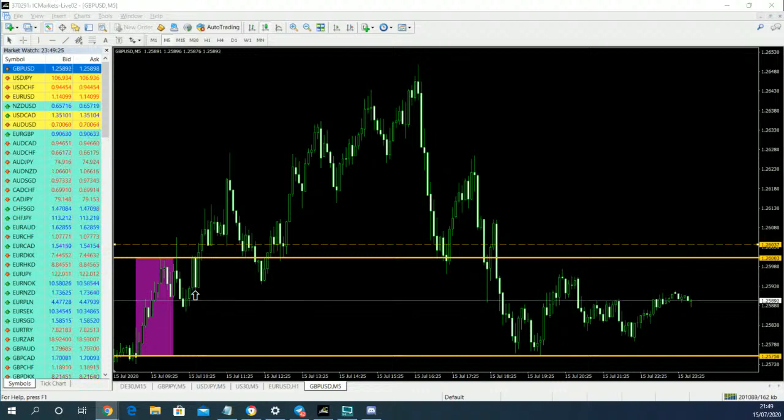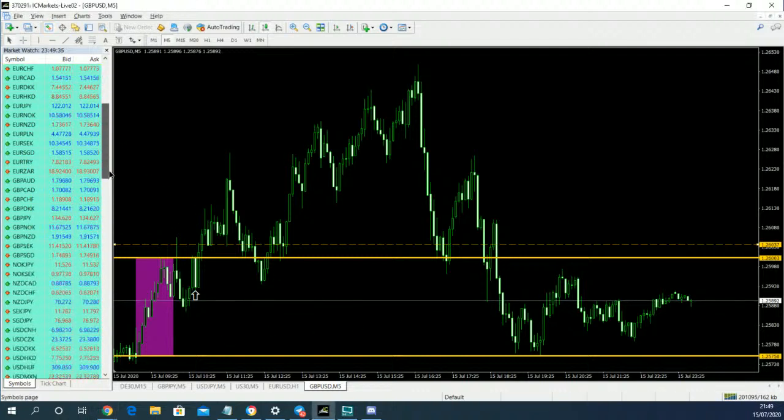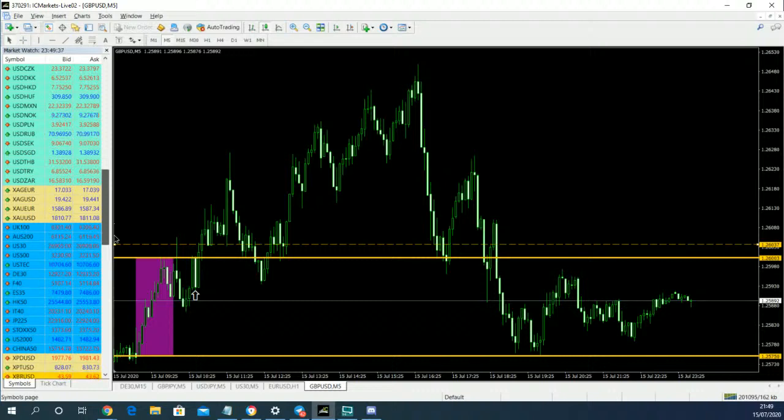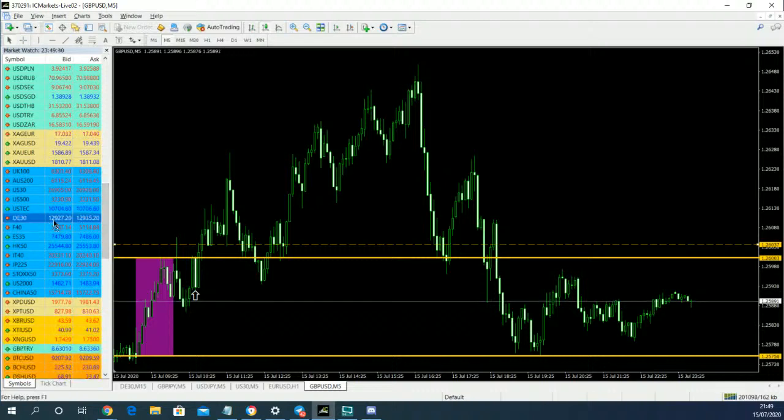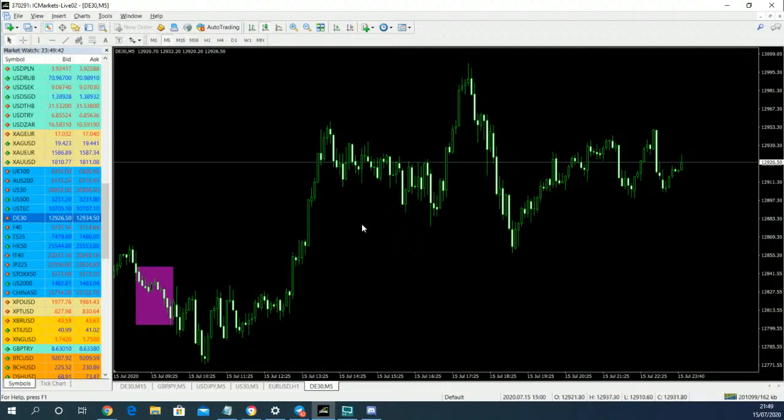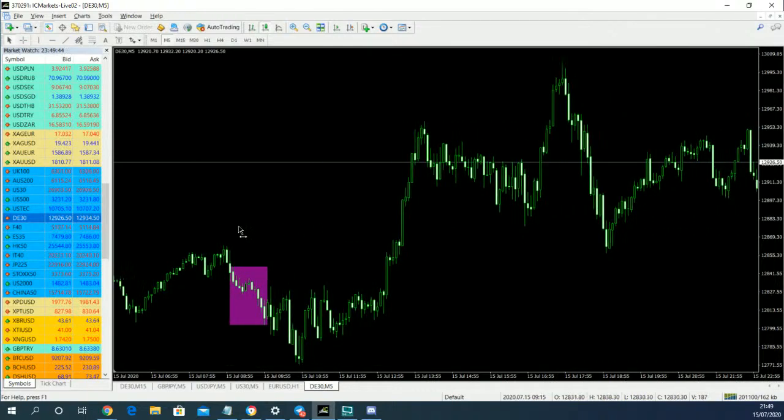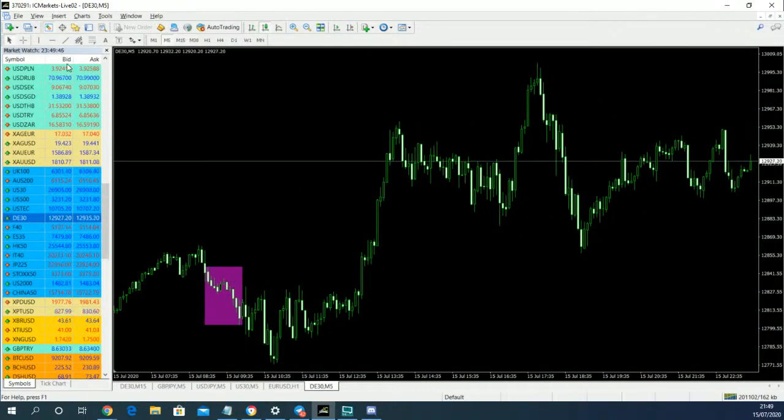Yes. No worries. Okay, so we have seen this strategy now. That's the strategy. Someone else asked us to show them the DE30, right? They wanted to see DE30, so we go there. Okay, so this is DE30 and this is the Europe session.